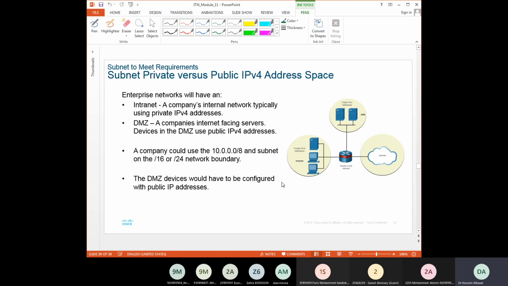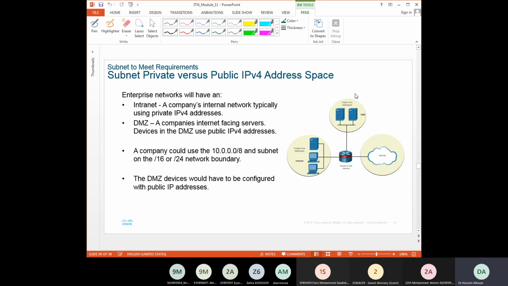Now, sometimes in the same network we will have different IPv4 addresses. We have internal addresses, or intranet addresses, like the one you are seeing here. So we have an intranet network, a LAN network. In the intranet, the company, for this example, will use private IPv4 addresses, and we do not have any issue with this.